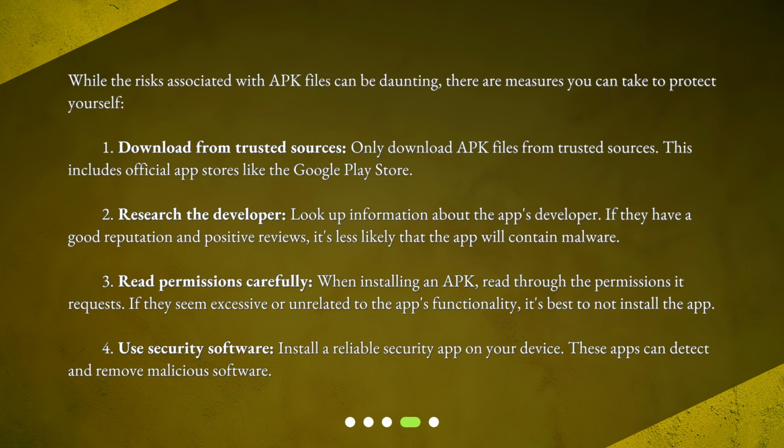3. Read permissions carefully. When installing an APK, read through the permissions it requests. If they seem excessive or unrelated to the app's functionality, it's best to not install the app. 4. Use security software. Install a reliable security app on your device. These apps can detect and remove malicious software.